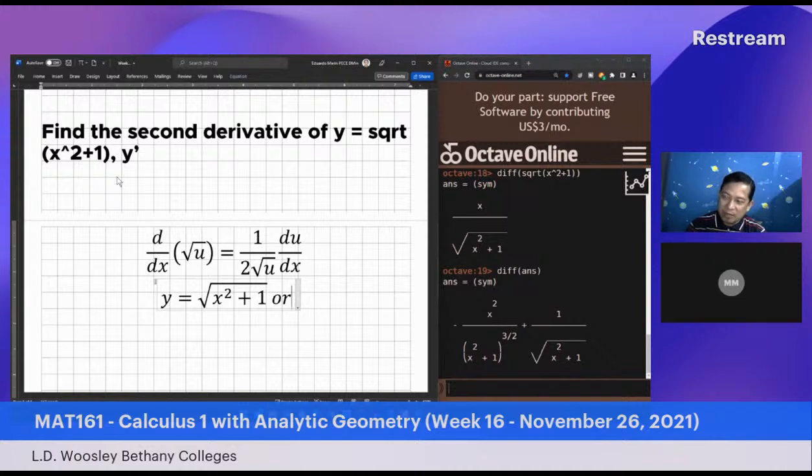A while ago, what we had was a direct differentiation. However, the dilemma is your second derivative will be harder. It is still doable, but you will need to use the derivative of u over v. That is the answer that came out here in Octave. But we will use implicit differentiation, where we avoid the radical of a particular function. So what would be the non-radical equivalent for this expression?